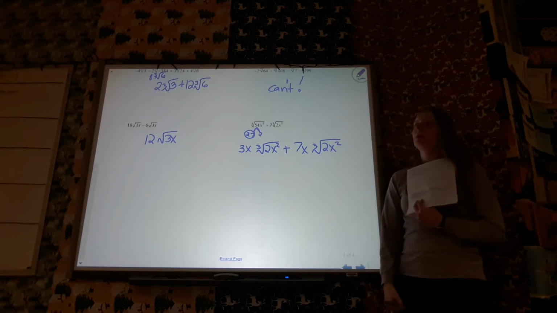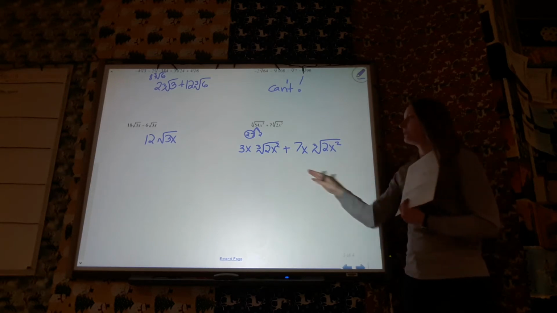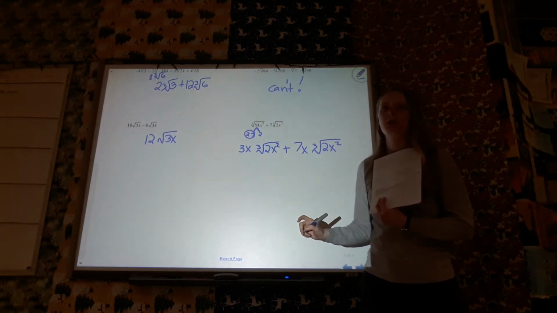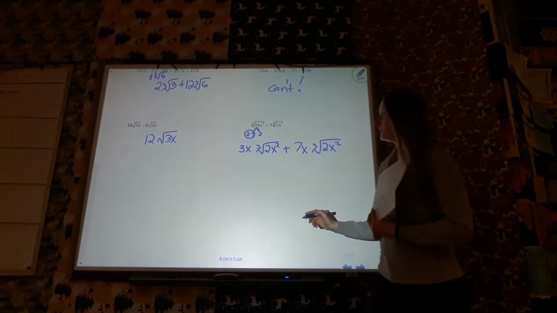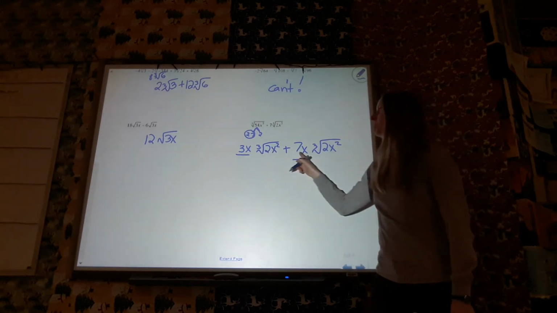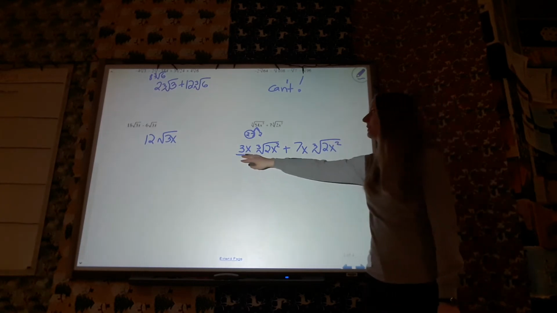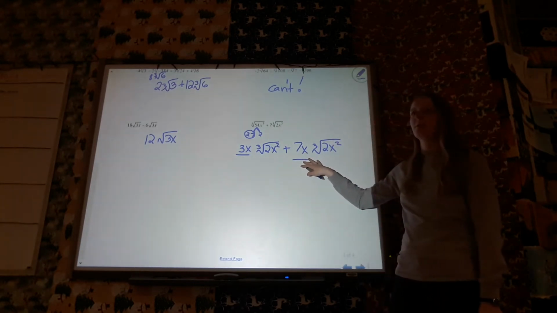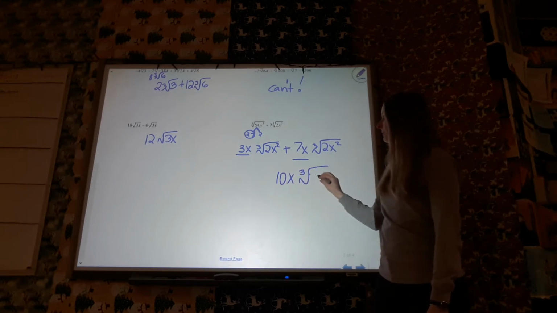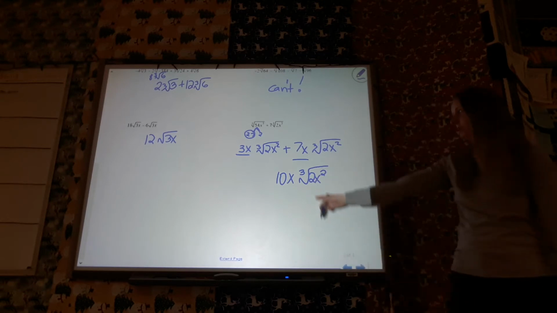Now what's interesting with the ones that have variables, you actually have to have a double like term. The radicals need to be like terms, and the numbers in front need to be like terms in order to combine. So because this is 3x and this is 7x, are these two like terms? Yes, and so are the radicals. So then if I have 3x plus 7x, 10x, cube root of 2x squared. Again, don't forget to include the cube root part.